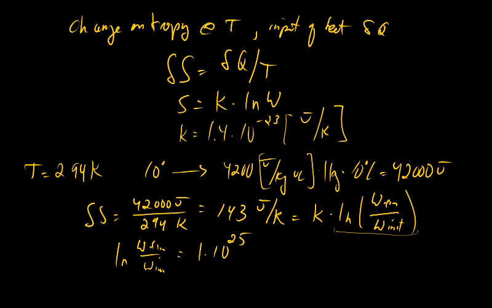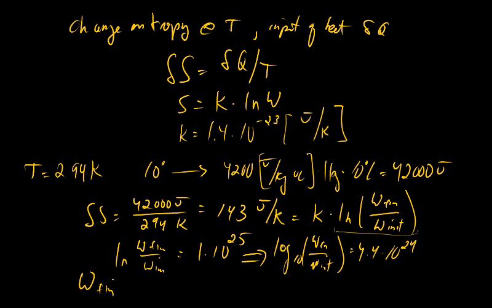Now, if I want to translate this to base 10, I can divide by 2.3, and this leads me to log base 10 of the number of configurations final over initial being equal to 4.4 times 10 to the 24. So this is the ratio of how many configurations I wind up with versus how many I started with, and this is configurations of essentially the energy in the molecules bouncing around in this glass of water.